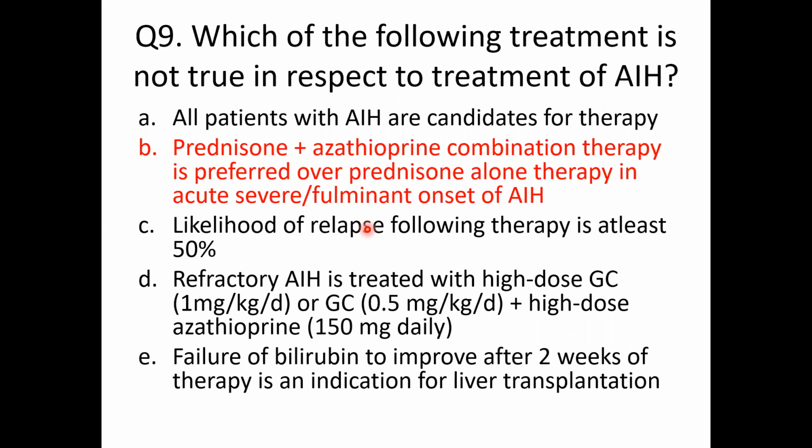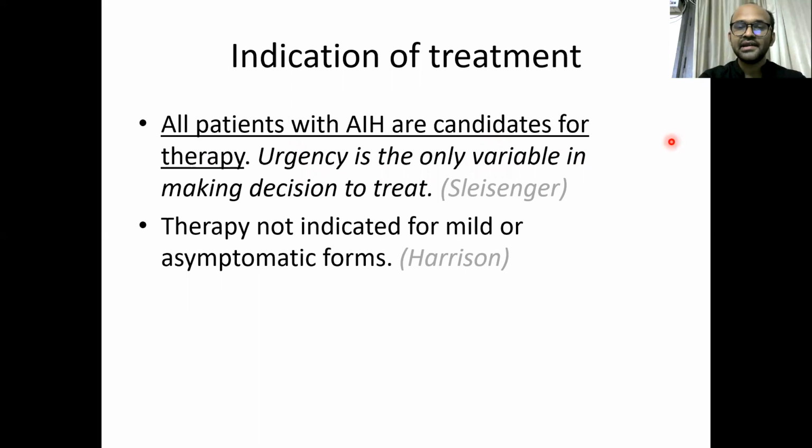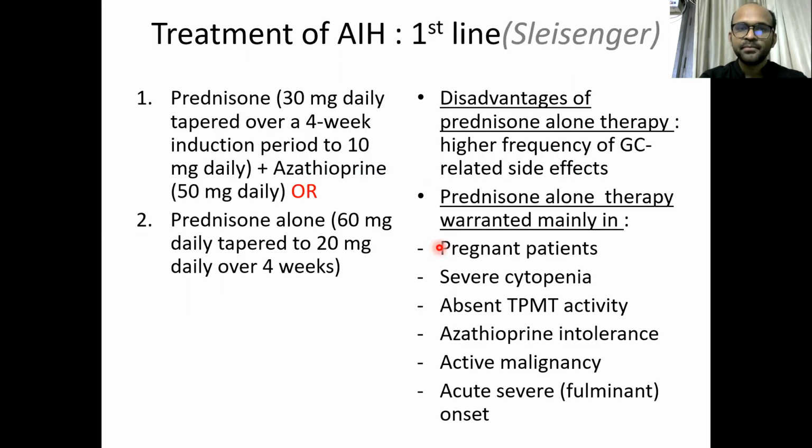Refractory autoimmune hepatitis is treated with high-dose glucocorticoid or glucocorticoid plus high-dose azathioprine. So you have to treat refractory cases with 1 mg per kg per day dose of glucocorticoids, right? Failure of bilirubin to improve after 2 weeks of therapy is an indication for liver transplantation. So all patients with AIH are candidates for therapy. Urgency is the only variable in making decision to treat. This is as per Schlesinger. And in Harrison, they mentioned that therapy is not indicated for mild or asymptomatic forms. So this is one contention.